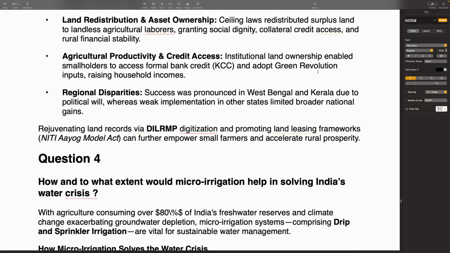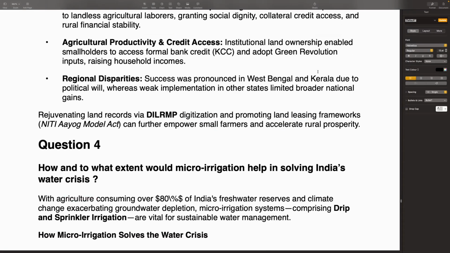Regional disparities. Success was pronounced in West Bengal and Kerala due to political will, whereas weak implementation in other states eliminated broader national gains. Rejuvenating land records via DILRMP, digitization, and promoting land leasing frameworks like the NITI Aayog Model Act can further empower small farmers and accelerate rural prosperity.